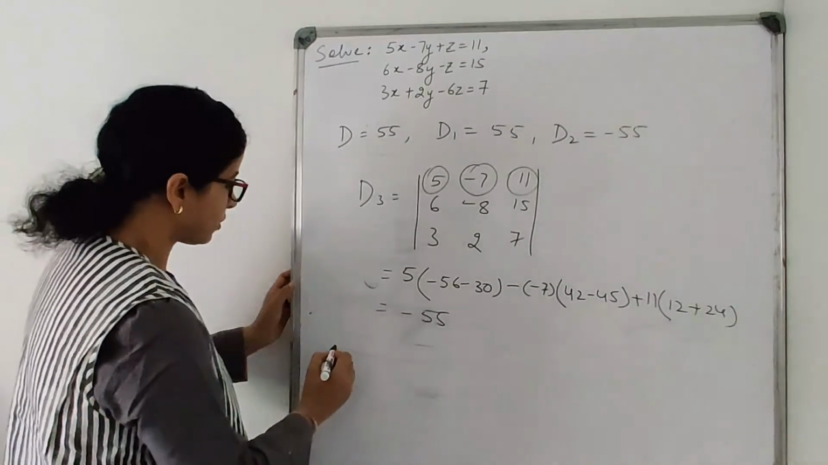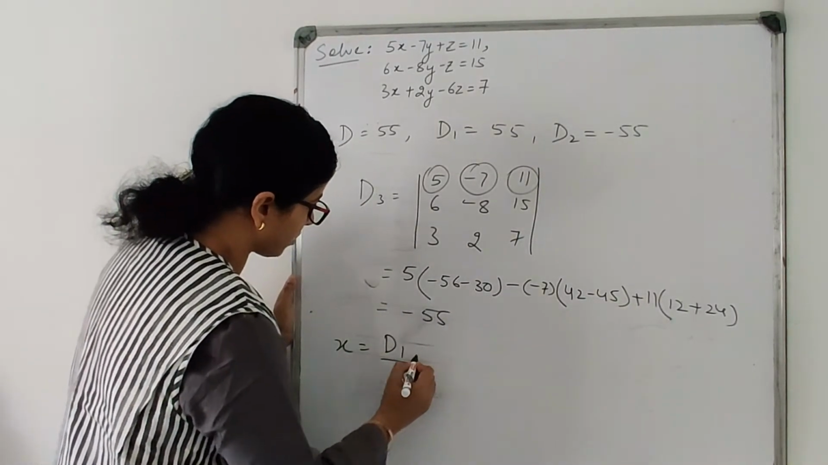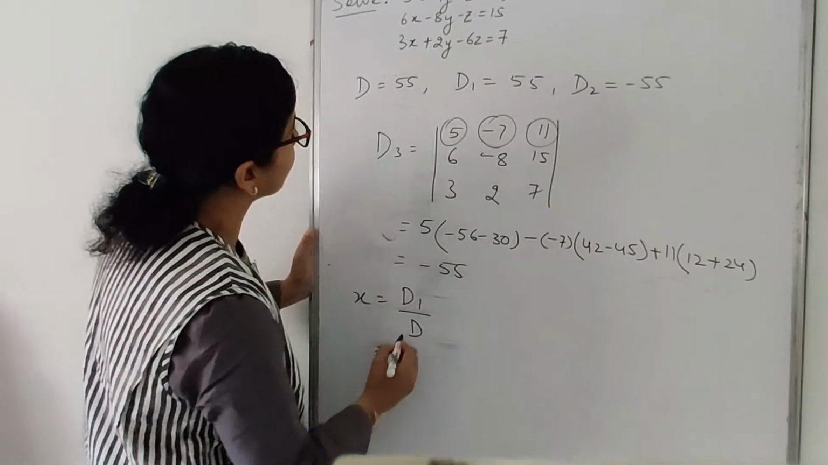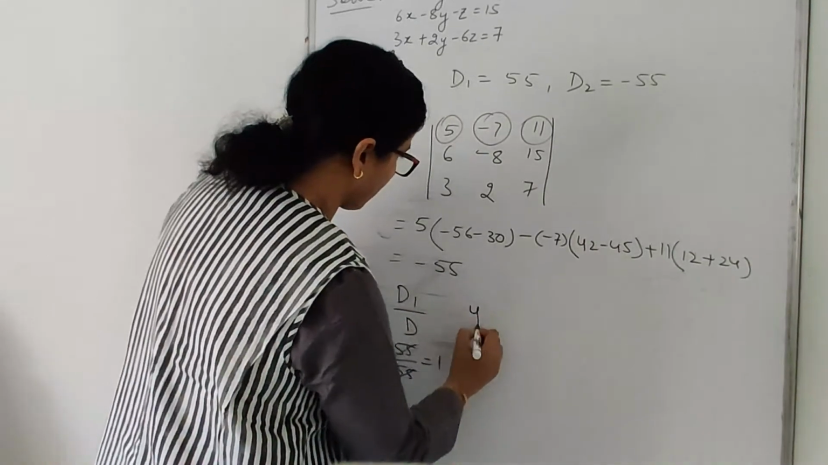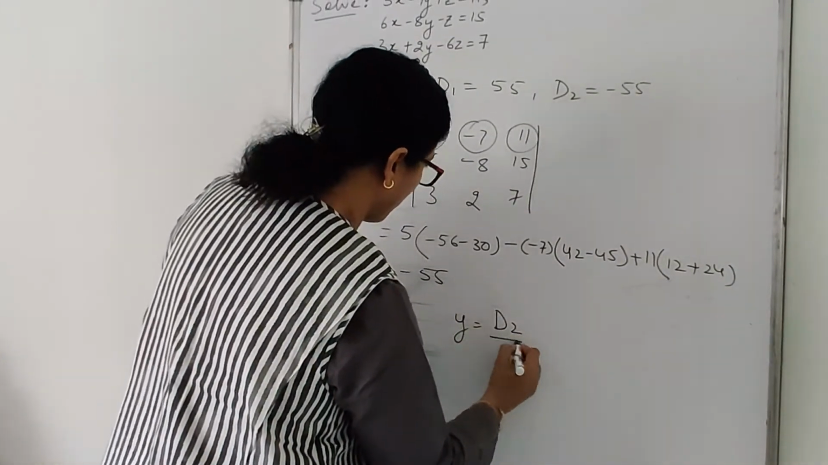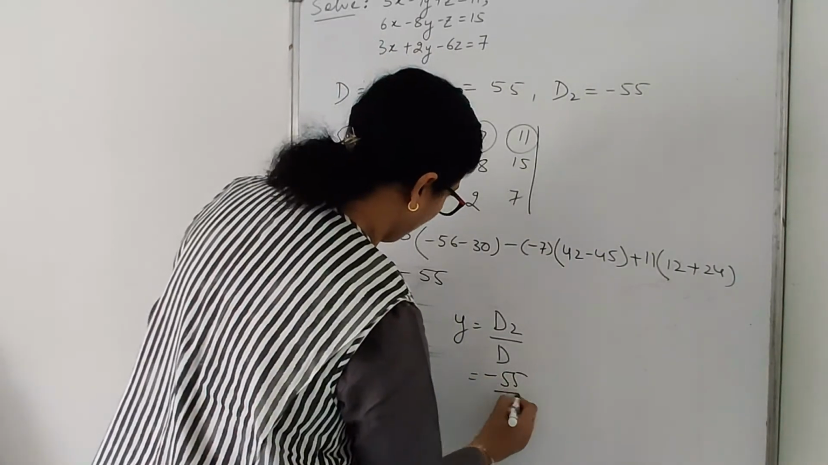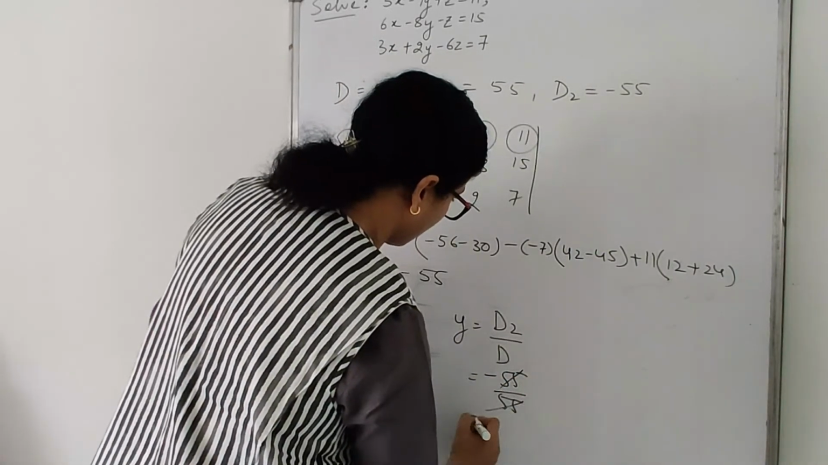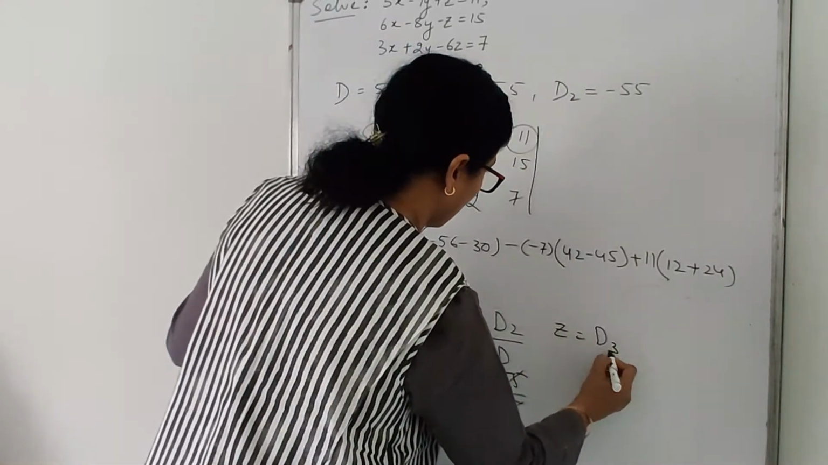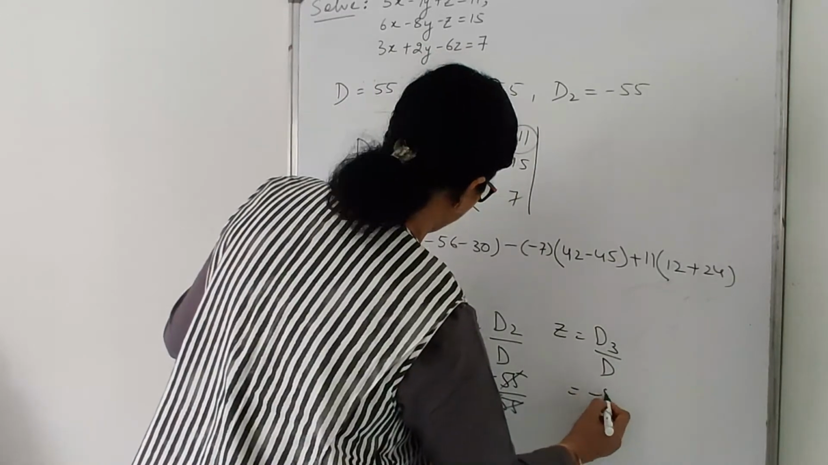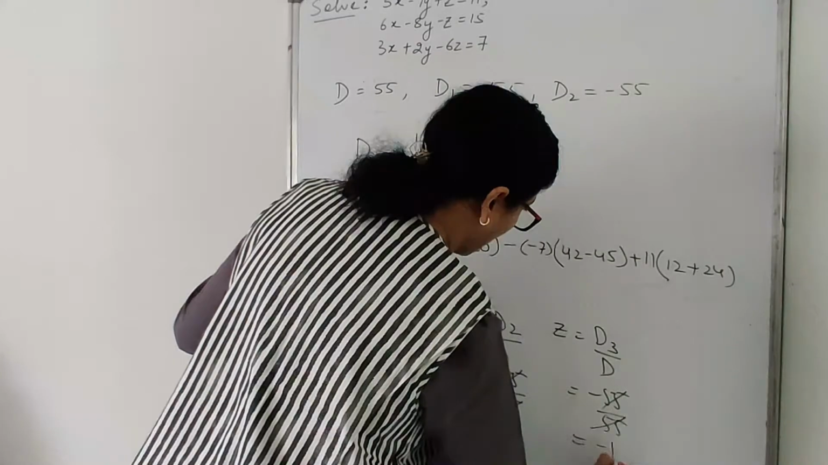Okay. Now what is my x? X is equal to D1 by D. So what is D1 by D? 55 by 55. It means it is coming 1. Y is equal to D2 by D. What is D2? Minus 55 by 55. Cancel. Minus 1. What is Z? D3 by D, which is again minus 55 by 55, which is equal to minus 1.